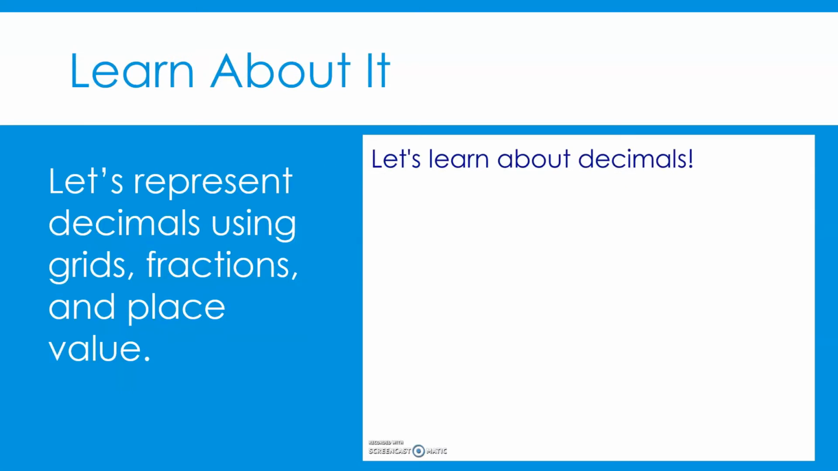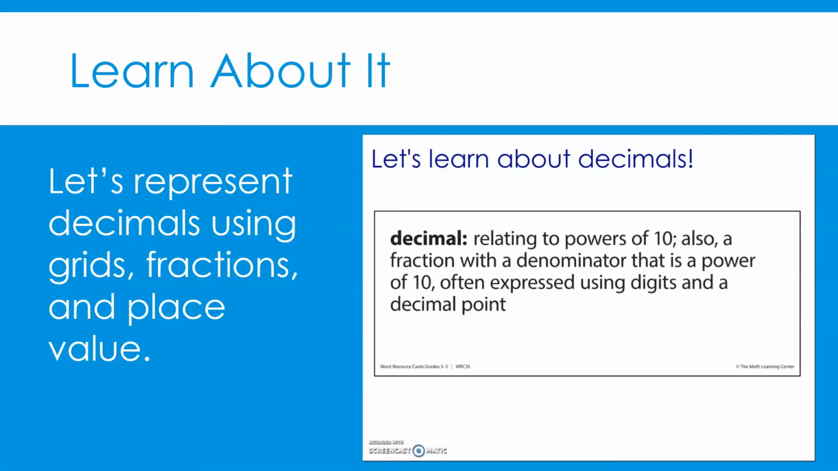Learn about it. Let's learn about decimals. You have already learned some things about decimals during Unit 3 of Bridges. Let's review the definition of a decimal. A decimal is a number that relates to a power of 10. Decimals are another way to write fractions with denominators that are powers of 10, such as 10 and 100. We express decimals using digits and a decimal point.